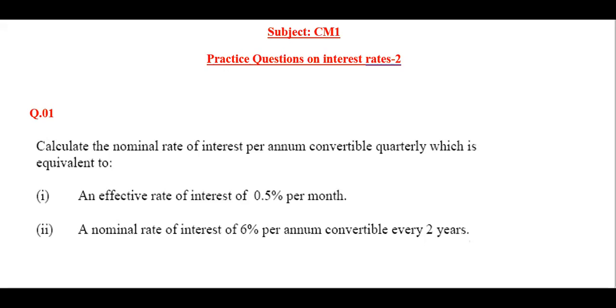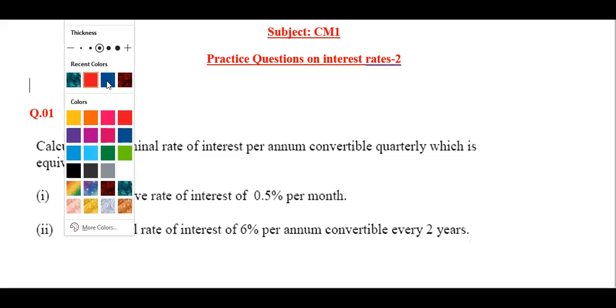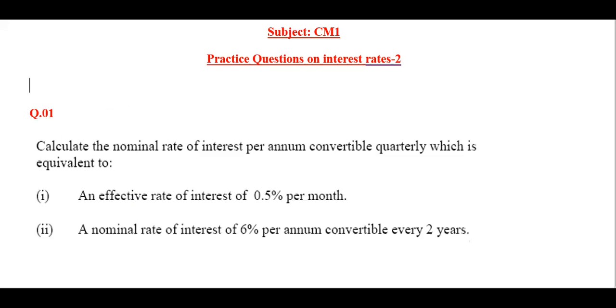So this is the first question. Calculate the nominal rate of interest per annum convertible quarterly equivalent to an effective rate of interest given, that is 0.5% per month. So what is given we have to write. That is very important. And also what is required. Both things you need to write.